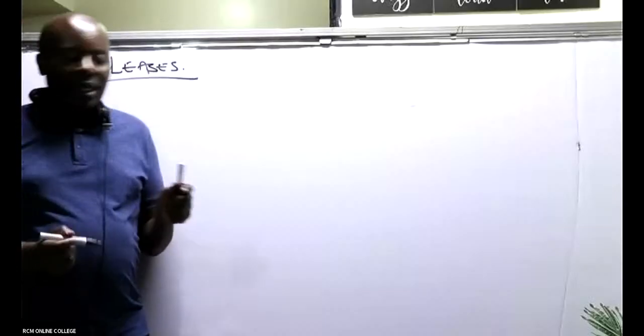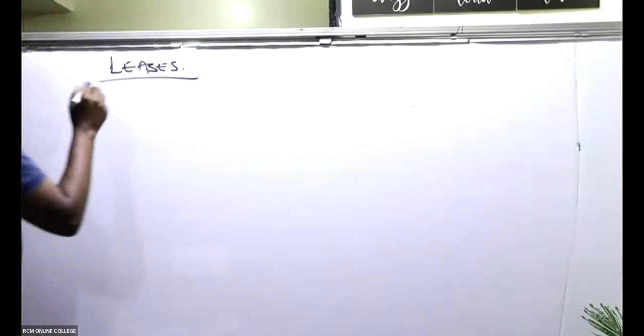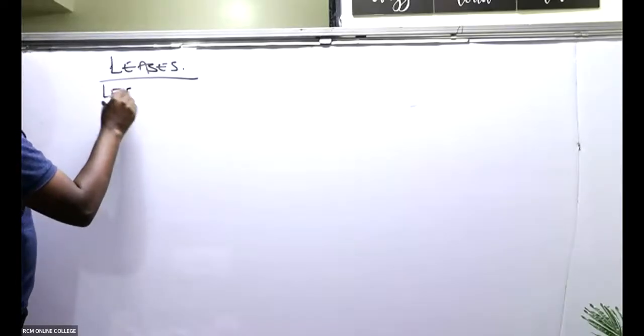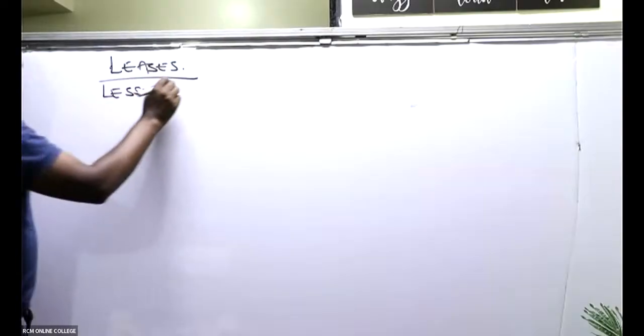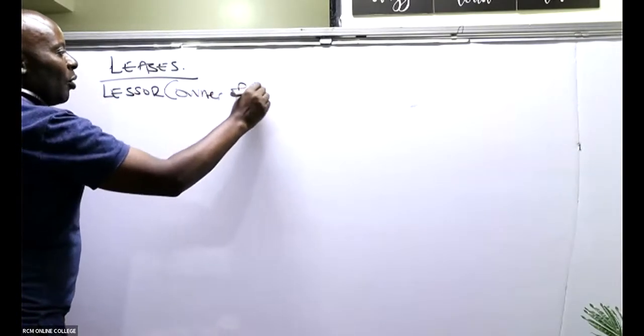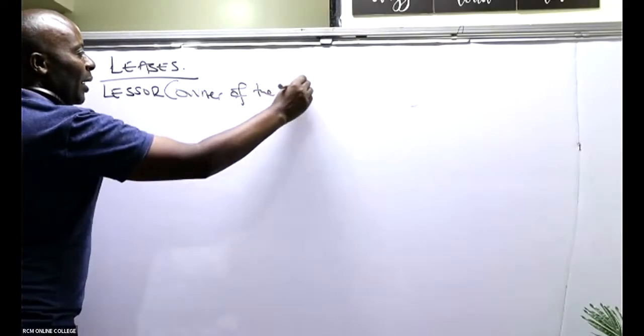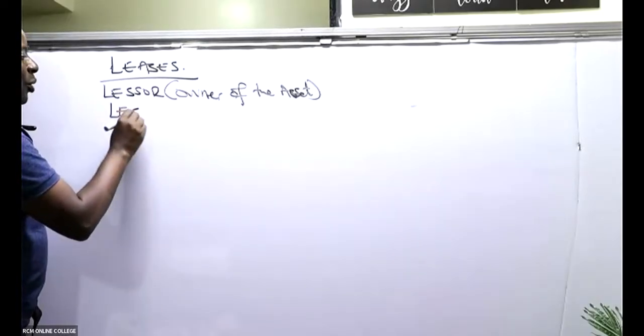Explained in our last class. If you remember very well, we have two parties here. We have a party we are calling the lessor. The lessor is the owner of the asset. If the asset is a building, we shall be calling him who? A landlord. And then, ladies and gentlemen, we have the person that we called what here?